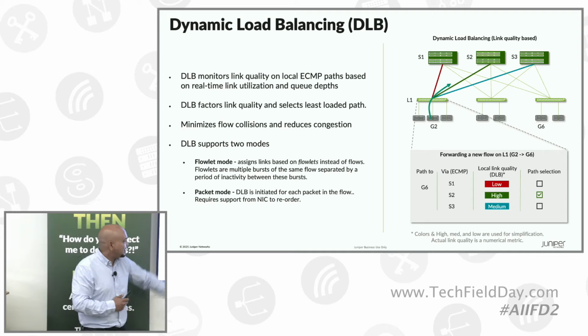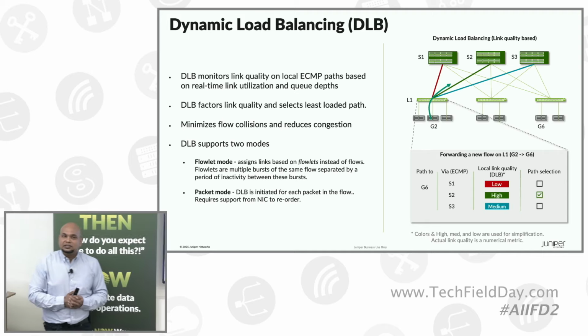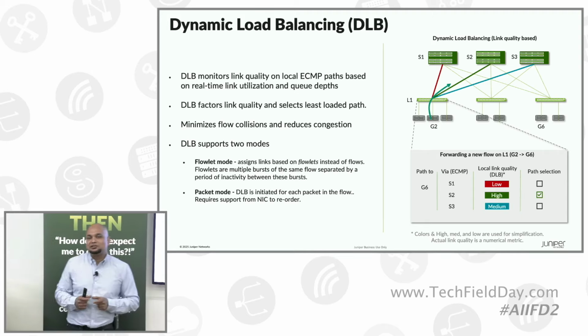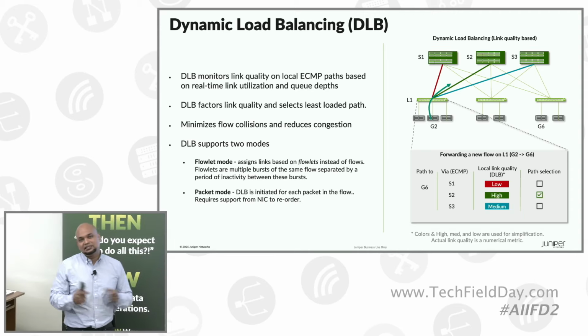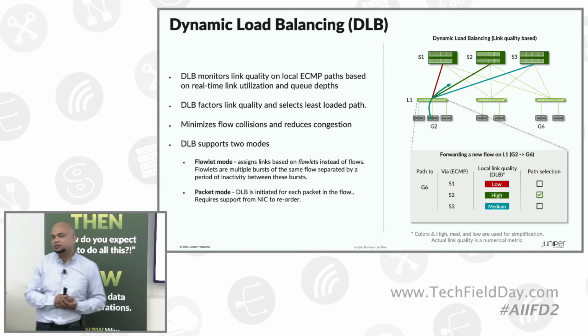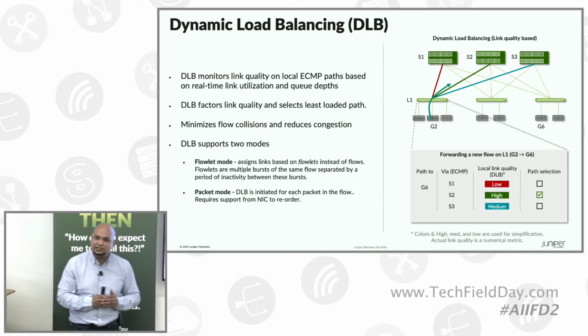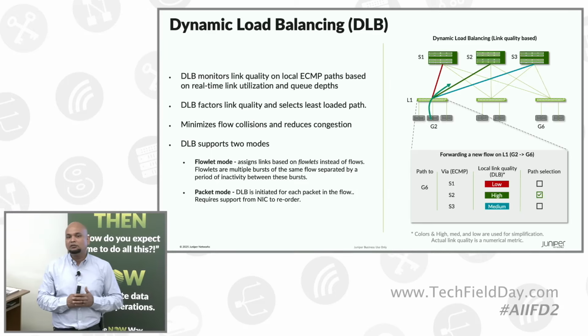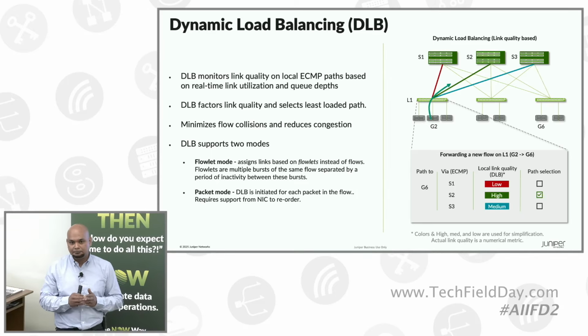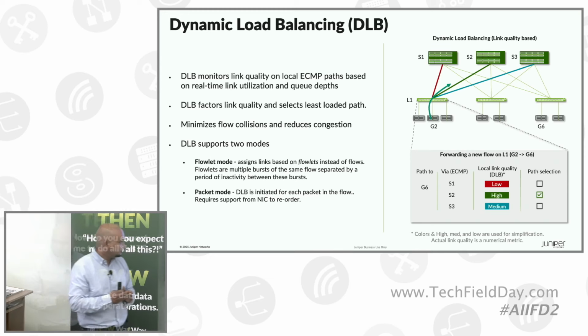Now, the second mode is packet mode. As the name suggests, we make this decision on a per-packet basis. So this is the classical packet spraying. We will spray the packets across these ECMP paths. We will still factor link quality in it, so if some link gets degraded, we will avoid that link even when spraying. But this is packet mode.